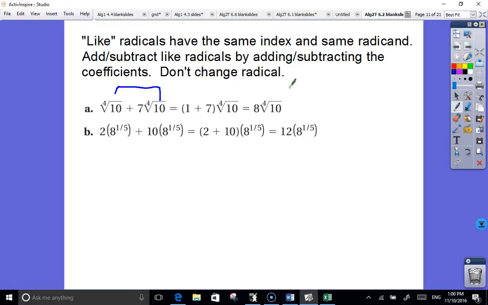And now, notice in the letter B, now they're using the rational exponent form, but it's still the same. The exponent is like the index of the radical, the base is like the radicand. So as long as those two are the same, and they're both 8 to the 1/5, then you combine them by combining the coefficients. 2 plus 10 equals 12.